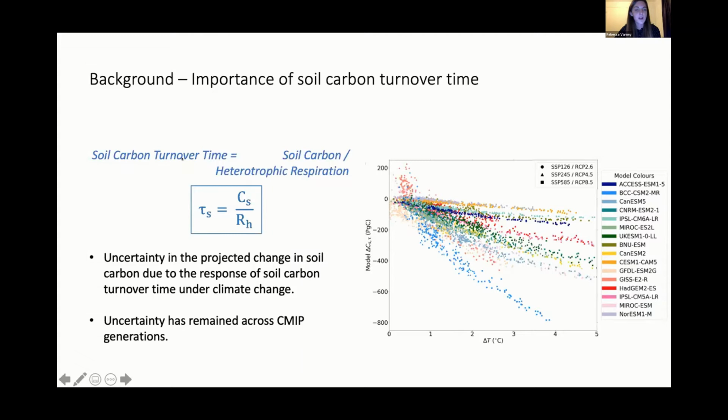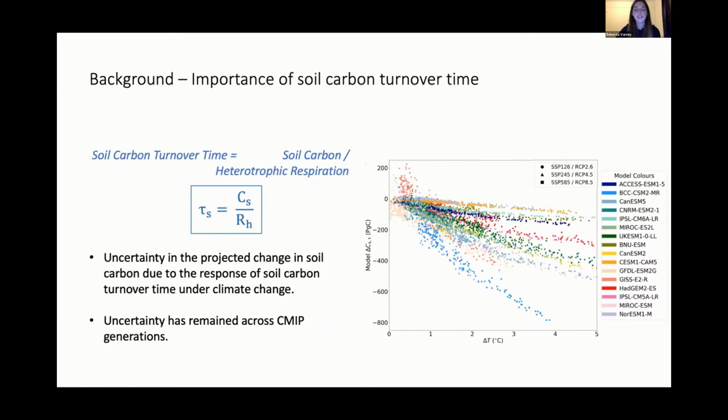And this decrease in soil carbon turnover time, tau S, will have a resultant decrease in the amount of soil carbon, which we can see on this figure on the right here. So on the y-axis, we've got this change in soil carbon due to the change in soil carbon turnover time against global warming, so differing amounts of temperature change for a selection of CMIP5 and CMIP6 models. And you can see for each of the models, there's a decrease in carbon with increasing warming. You can also see that there's a big uncertainty here. So at 2 degrees global warming, there's a range of almost 600 petagrams of carbon.